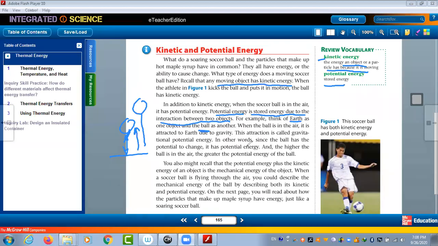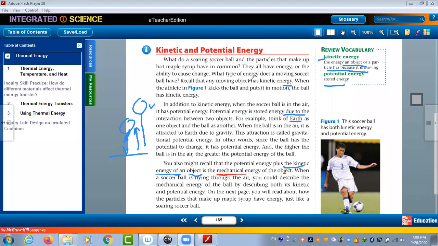Okay, and we said the sum of potential energy plus the kinetic energy of an object, pay attention, I'm talking about the object like the ball, gives us what? The mechanical energy of the object. So we are talking about the mechanical energy of the object.